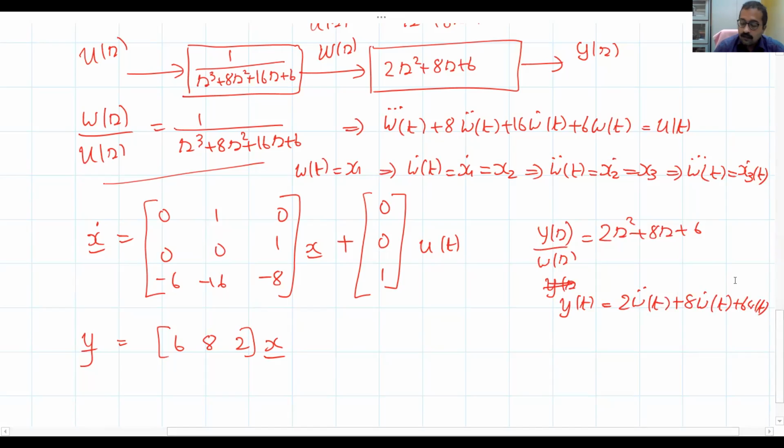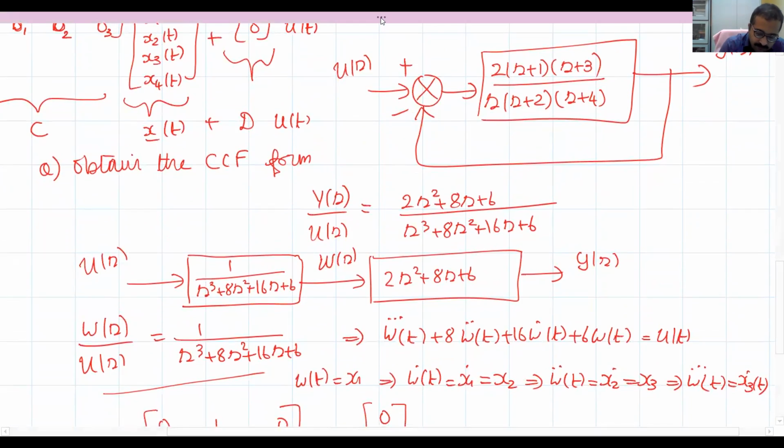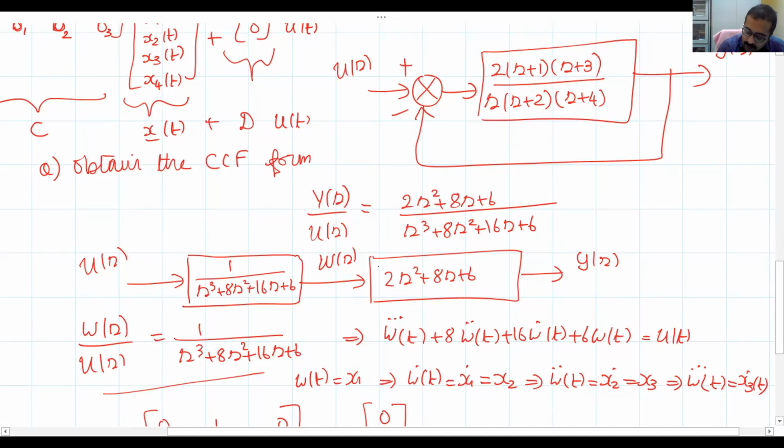In this form, normally we choose the output variable and its derivative as phase variables. Here just for explanation, I have taken up one example like this. Otherwise, suppose this numerator was 1, then suppose this was your transfer function 1 divided by s cube plus 8s square plus 16s plus 6. Suppose this was your total transfer function y of s by u of s.